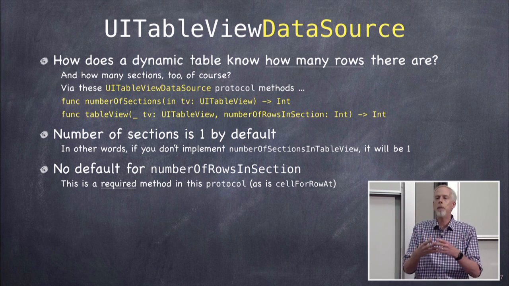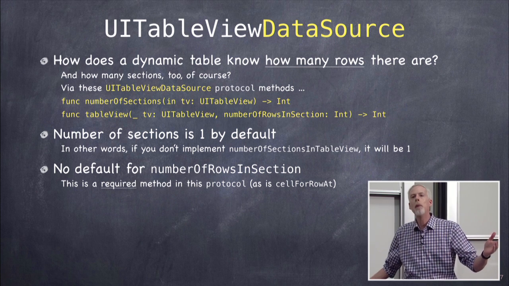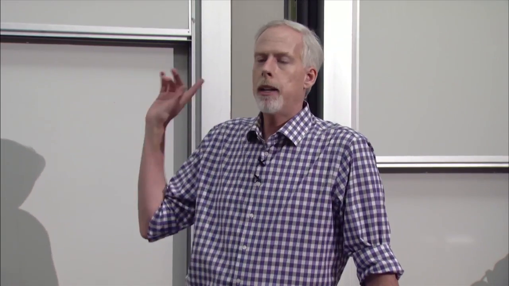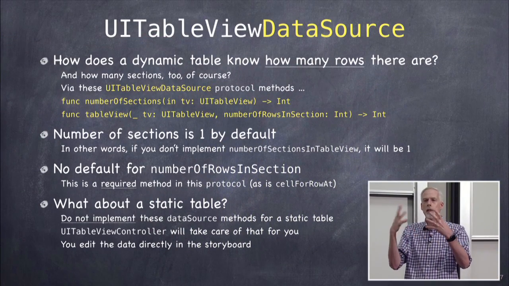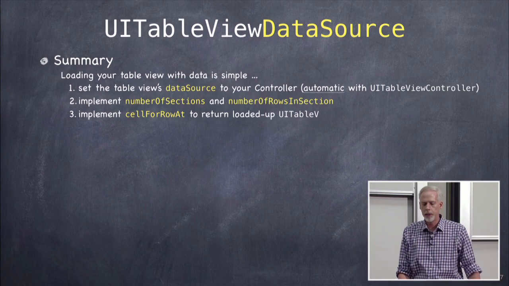Why does it need to know how many rows and all the sections, by the way? Because it's a scroll view and it needs to set its content size, basically. It needs to know how big a thing it's scrolling over. It also needs to know when to ask you for the data. So it's pretty obvious it needs to know that. In a static table, by the way, it's not going to ask you these questions, so don't even worry about that. The static table is fixed in the storyboard, so it's never asking you for the data, never going to ask you how many rows and sections there are.